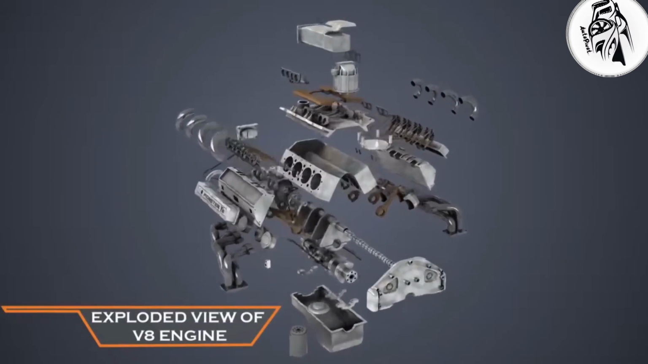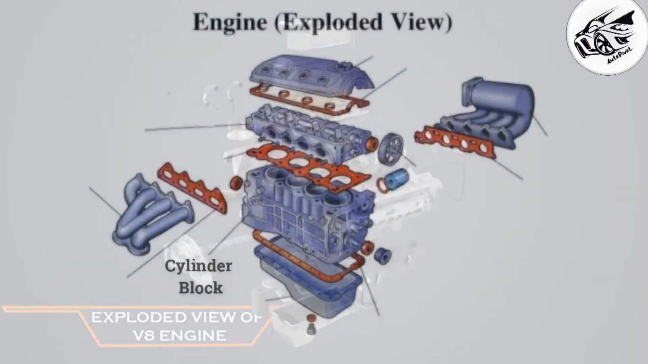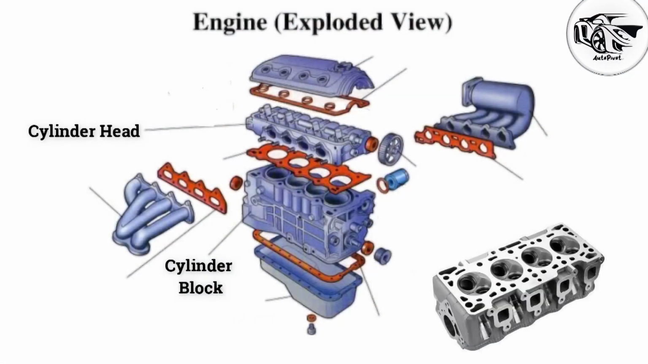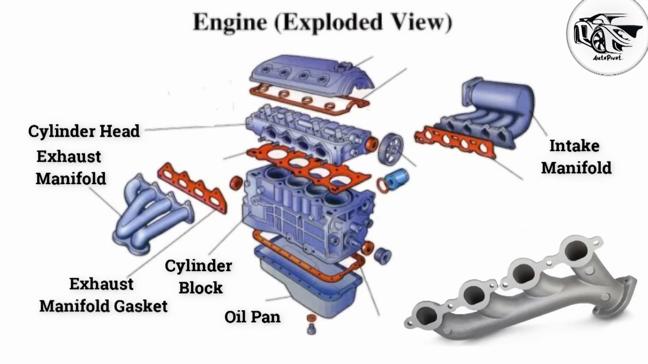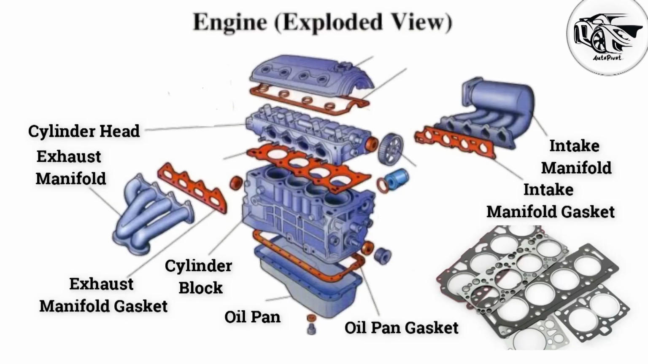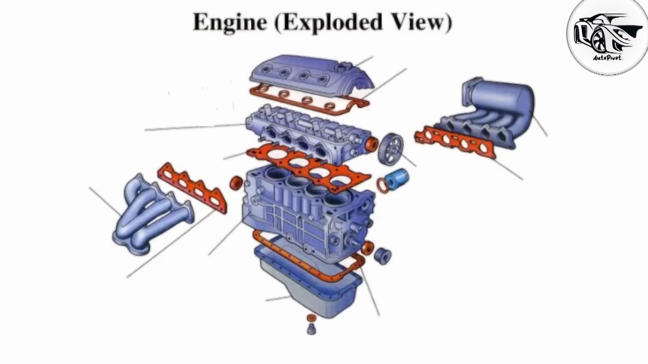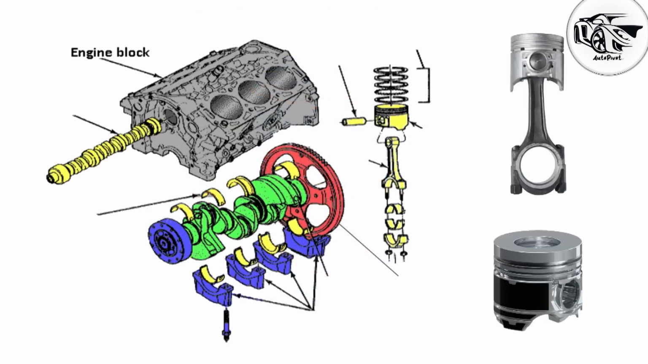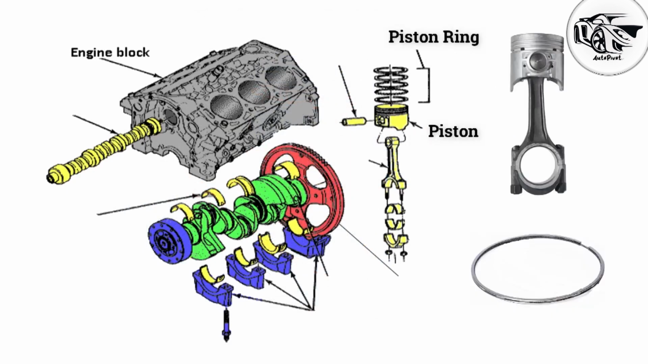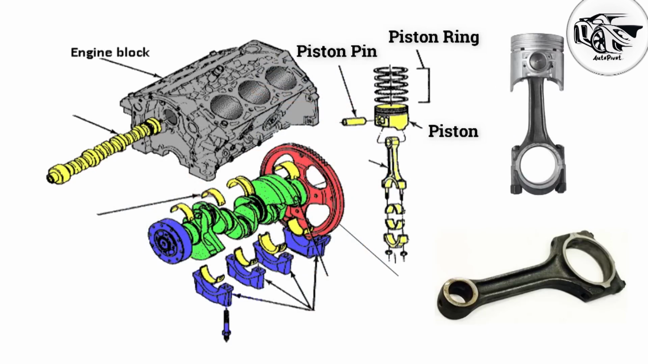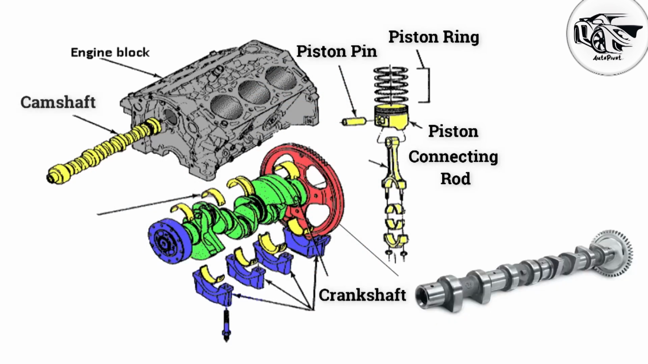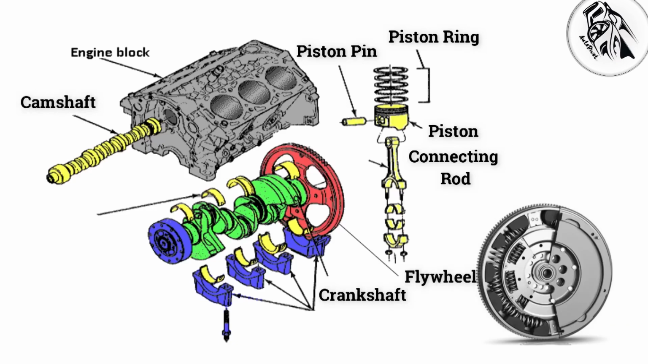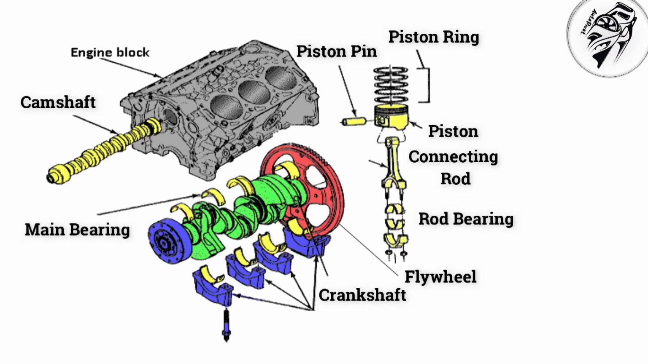The main parts of a car engine are cylinder block, cylinder head, oil pan, manifolds, gasket, piston, piston ring, piston pin, connecting rod, crankshaft, camshaft, flywheels, rod bearing, main bearings, and bearing caps.